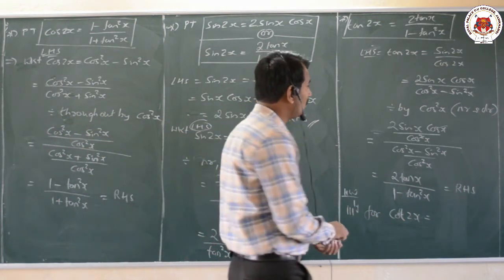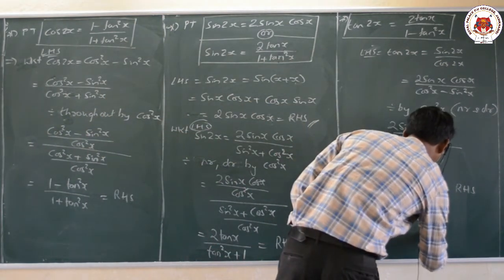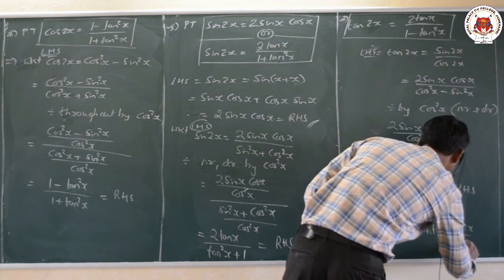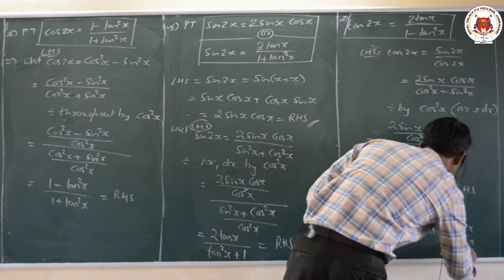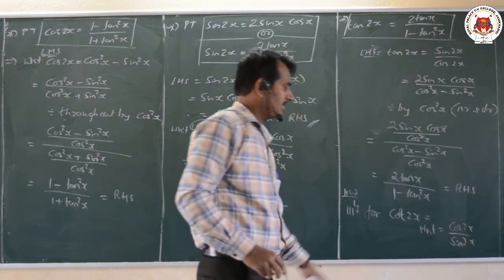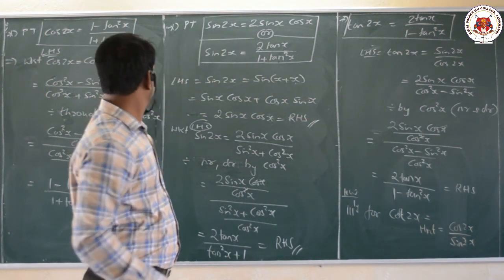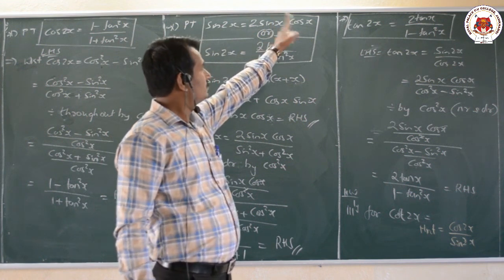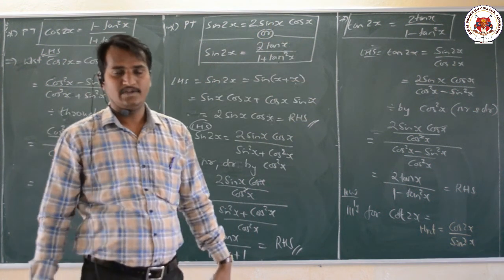What you have to do? Cot 2x. The hint is cos 2x divided by sin 2x. Then for cos 2x, substitute cos square x minus sin square x, and for sin 2x, you can write 2 sin x into cos x.